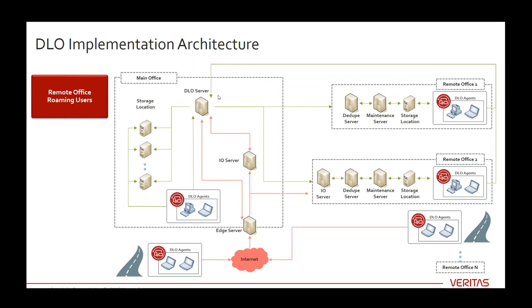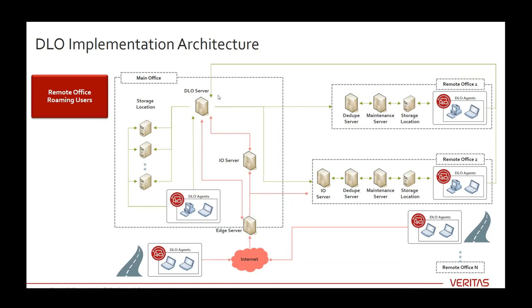See here, you can have one more IO server to protect. So everything is bidirectional communication. You can configure bidirectional communication, which is supported in DLO. Guys, the license is only one DLO license.